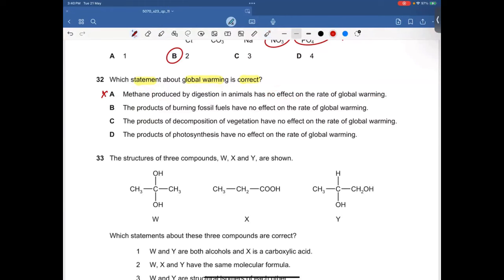The products of the burning of fossil fuels have no effect on the rate of global warming. Obviously, the burning of fossil fuel produces carbon dioxide. So carbon dioxide is a greenhouse gas and it has an effect on global warming. So I think B is also incorrect. The product of decomposition of vegetation has no effect on the rate of global warming.